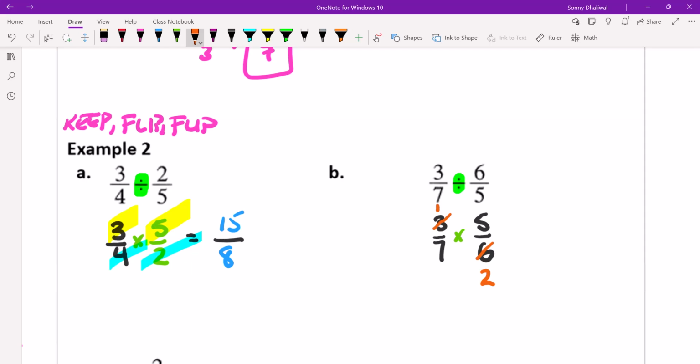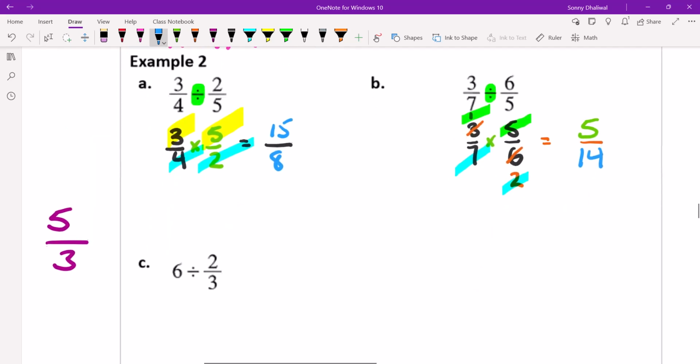That's it. So to finish it off, we multiply the top numbers together. 1 times 5 is 5. Multiply the bottom numbers together. 7 times 2 is 14. So our answer is 5 over 14. That's it. Okay.